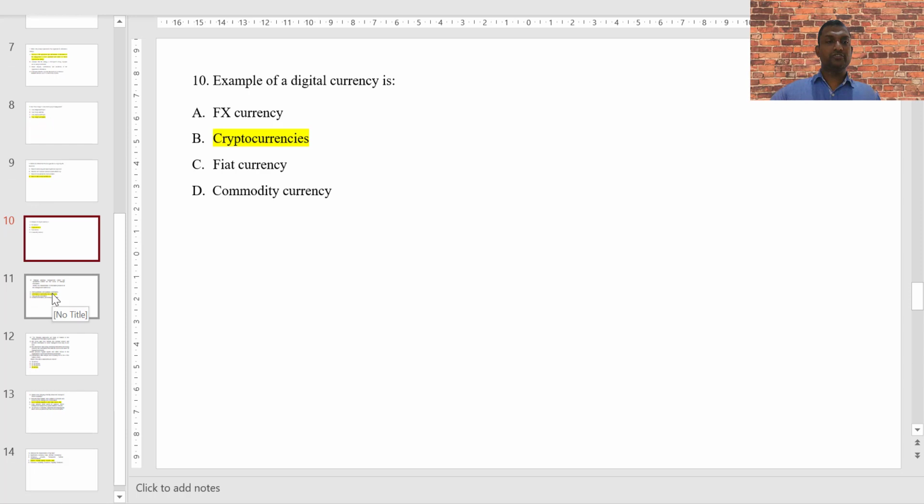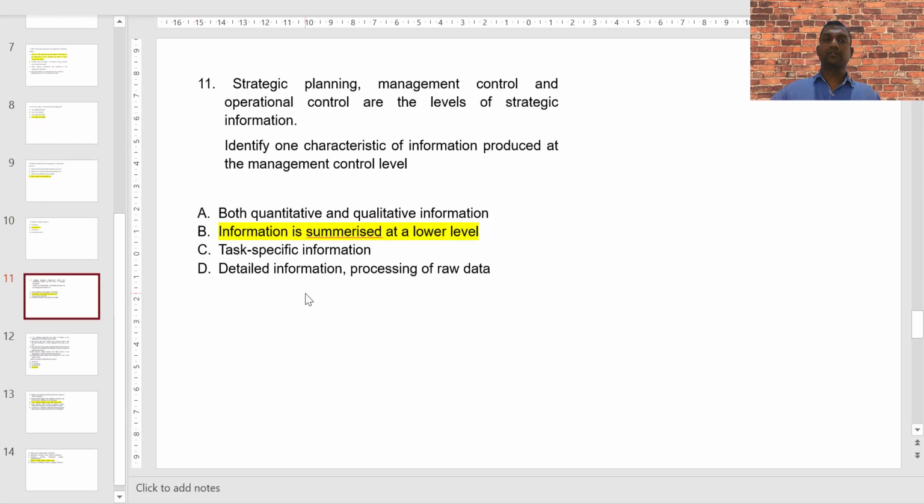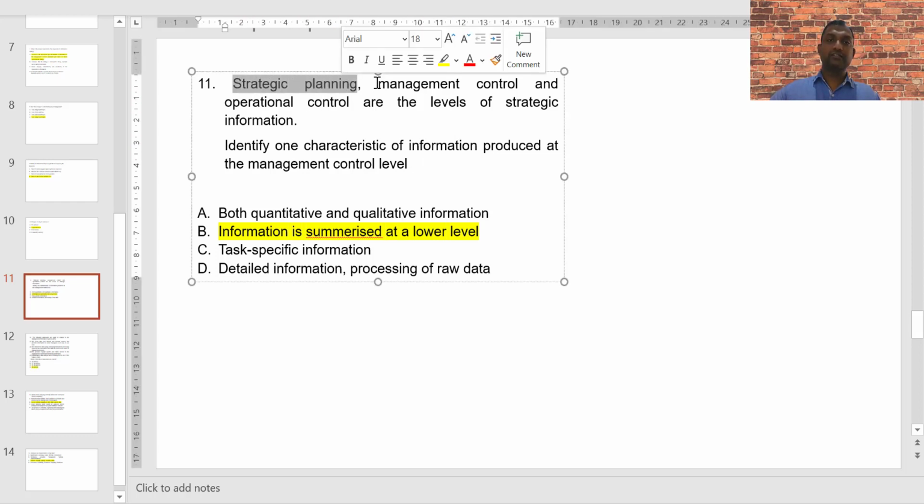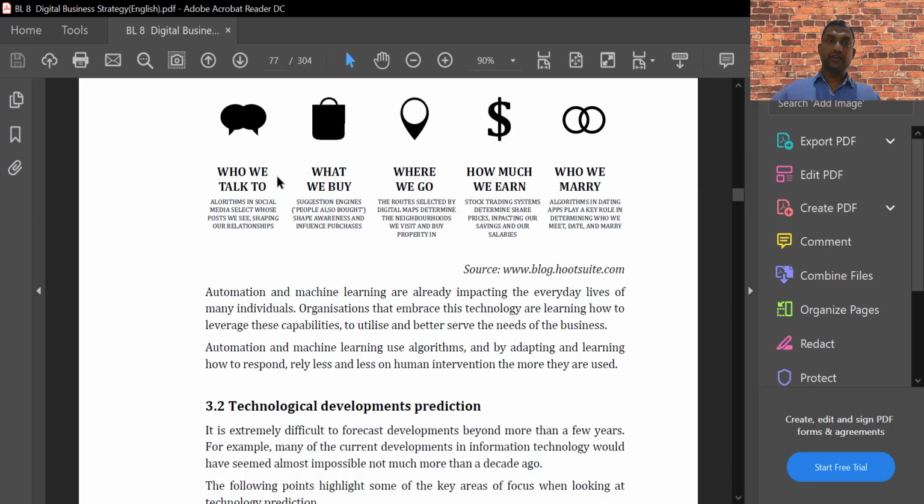Let's move on to question number 11. Strategic planning, management control and operational control are the levels of strategic information. Identify one characteristic of information produced at the management control level. So the question itself is saying there are three levels of strategic information: strategic planning level, management control level and operational control level. Let's look at how this is addressed in the study guide.